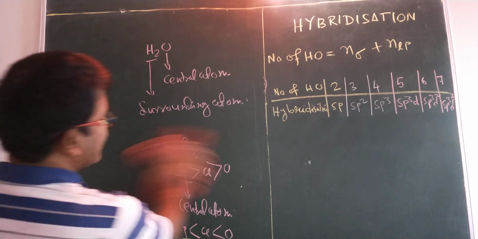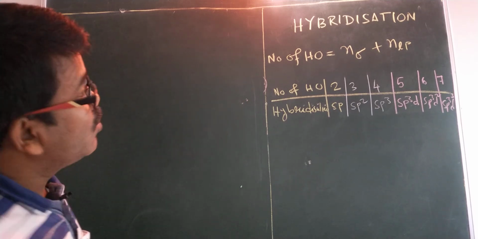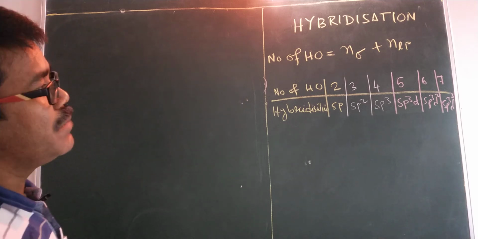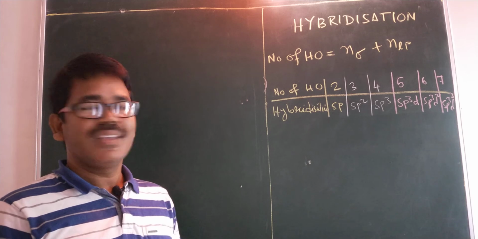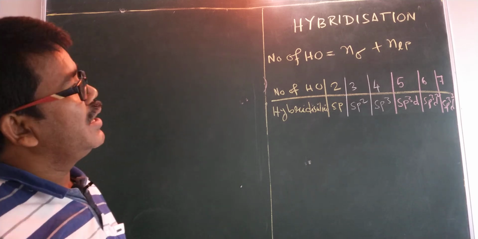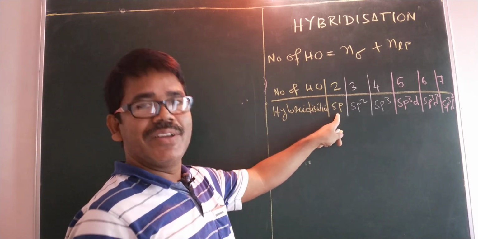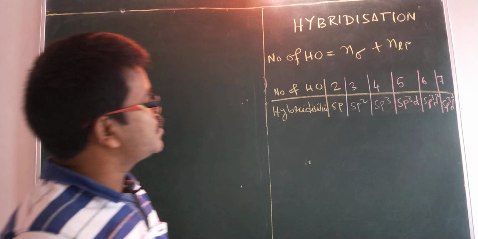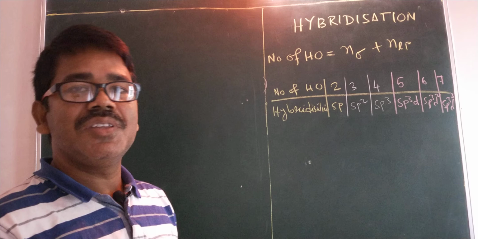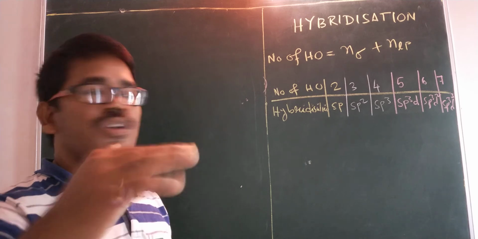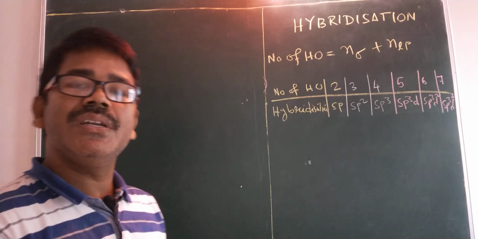Now see how to calculate the hybridization. Very simple. We need to calculate the number of sigma bonds and lone pairs attached to the central atom. If the number of sigma bonds and lone pairs attached to the central atom is 2, that is called sp hybridized. If it is 3, sp2. If it is 4, sp3. If it is 5, sp3d. If it is 6, sp3d2. If it is 7, sp3d3. So 2, 3, 4, 5, 6, 7: sp, sp2, sp3, sp3d, sp3d2, sp3d3.